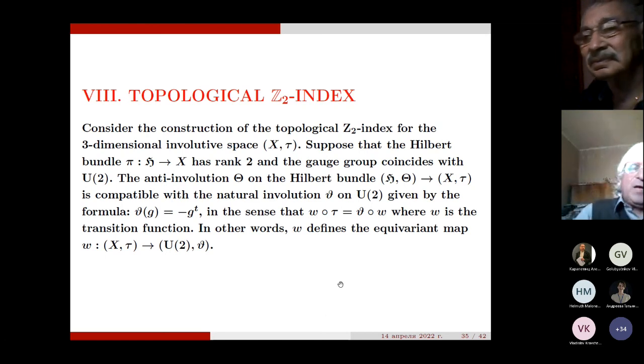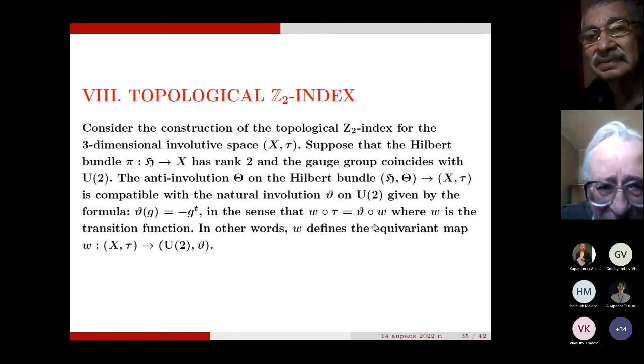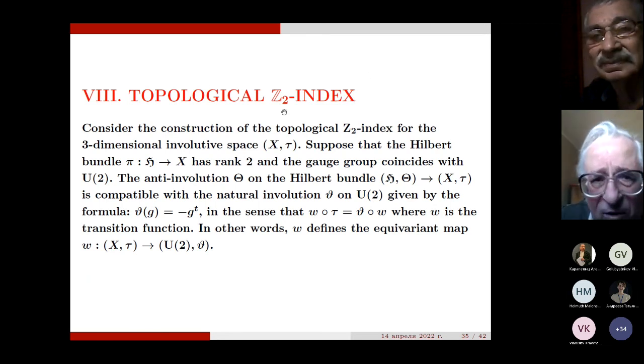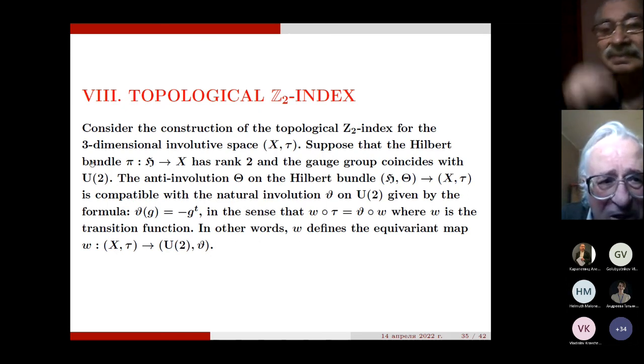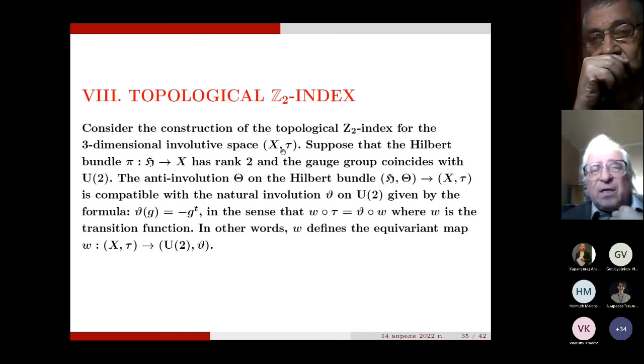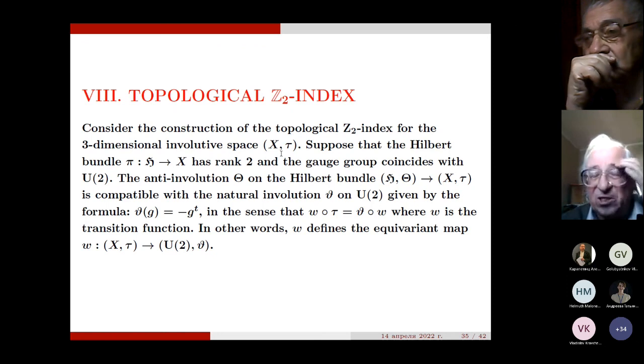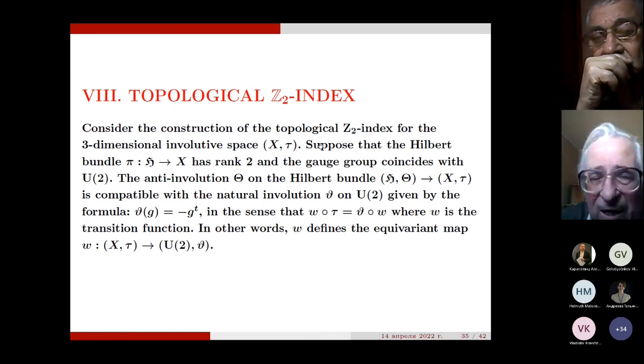Now, there is another notion, which is the topological Z2 index. It is defined in the following way. Consider the construction of the topological Z2 index for the three-dimensional involutive space X tau. It is important that it is three-dimensional. Generalization to other dimensions is still a problem.